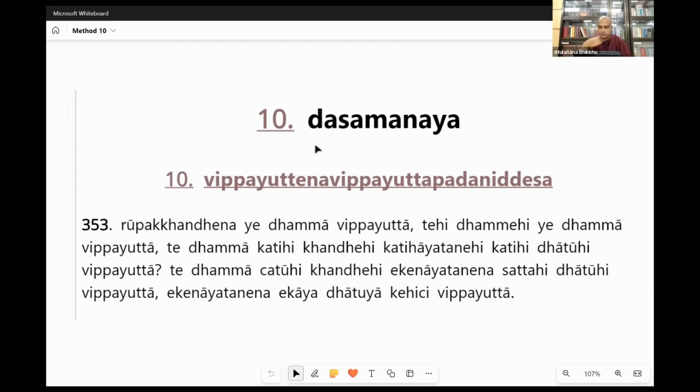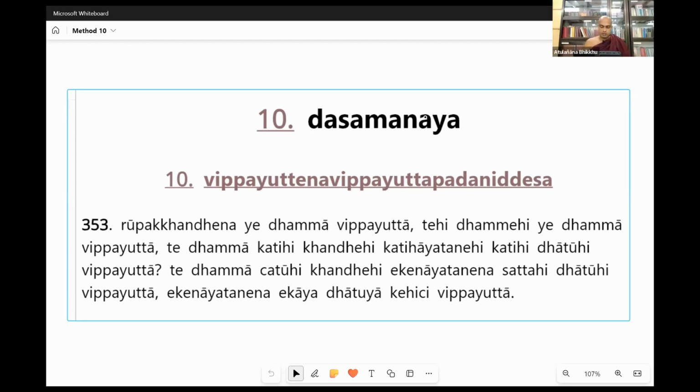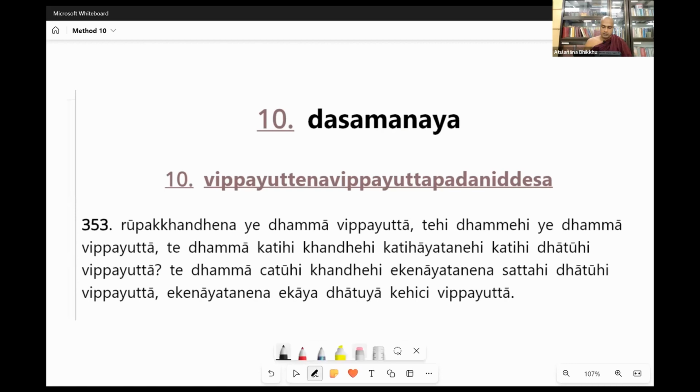Okay, so method number 10 is vipayuttena vipayuttang. So I'll analyze this sentence. First go through the Pali and explain it. It says: Rupakhandena yedhamma vipayutta tehi dhammehi yedhamma vipayutta te dhamma katihi kandehi katihi ayatanehi katihi dhatuhi vipayutta.